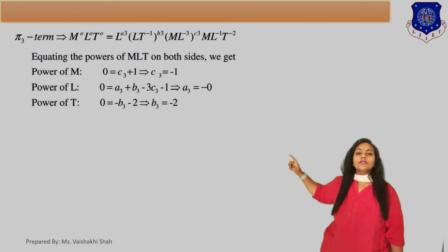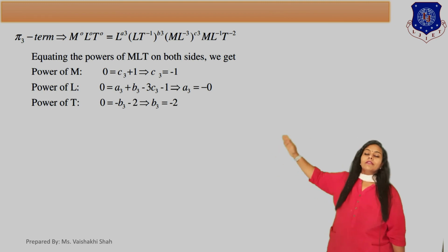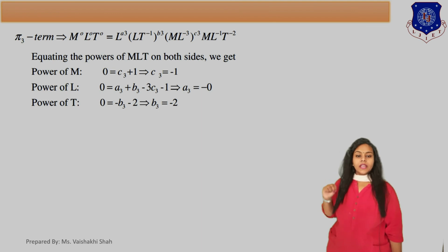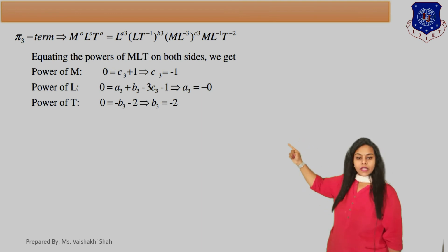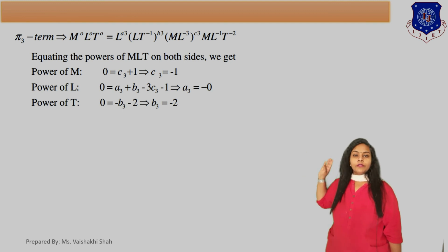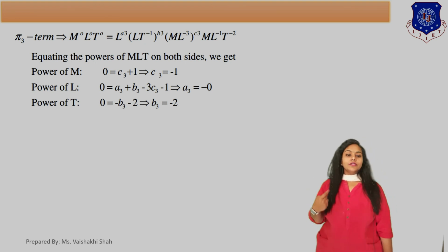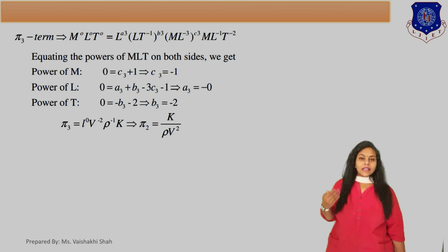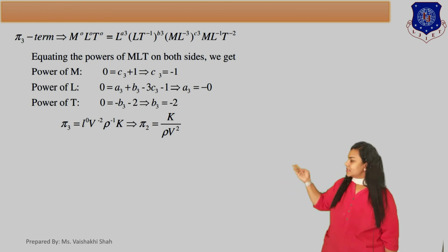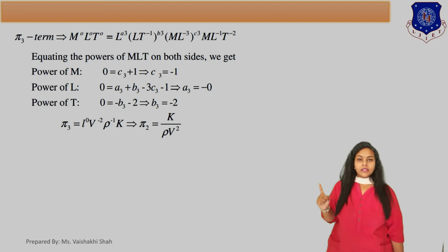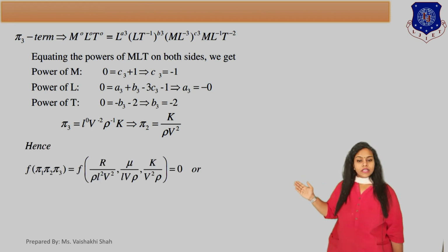Now we have the values of c3 and b3. Power of L: 0 equals a3 plus b3 minus 3c3 minus 1. Placing the values of c3 and b3, you get a3 equals 0. So the π3 term is L^0 V^-2 rho^-1 K. So π3 equals K upon rho V squared. Clear? K by rho V squared.